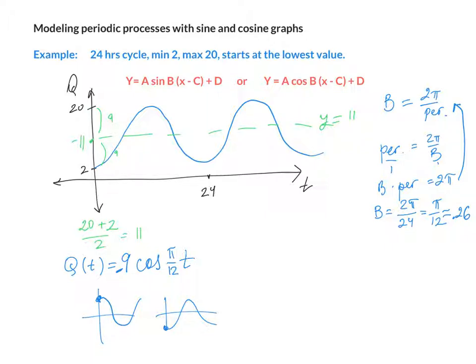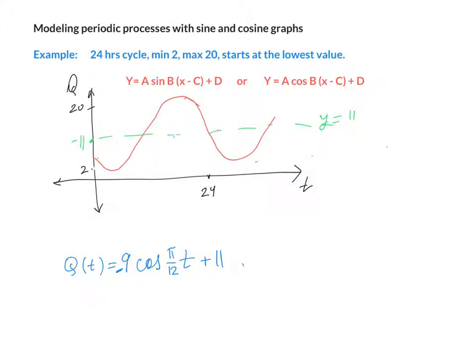Plus D. D is my midline level, my vertical transformation, vertical shift. So this is 11. This is my equation. Not too hard if you follow the procedure. Now, suppose instead I have the following graph.